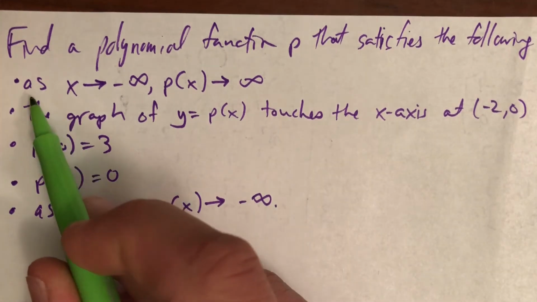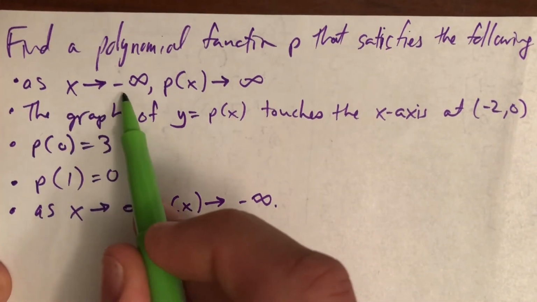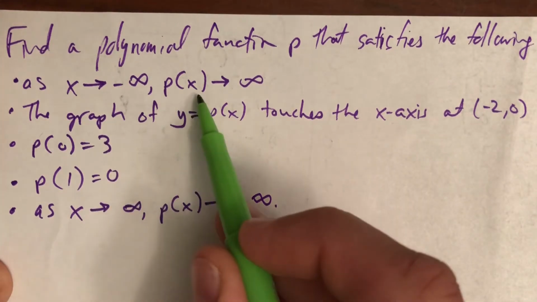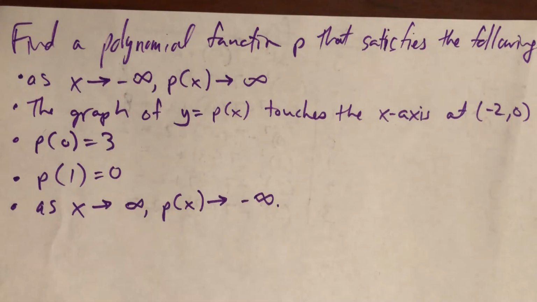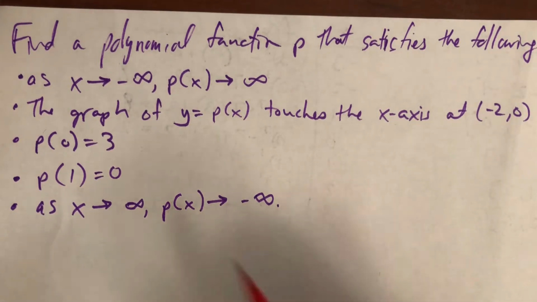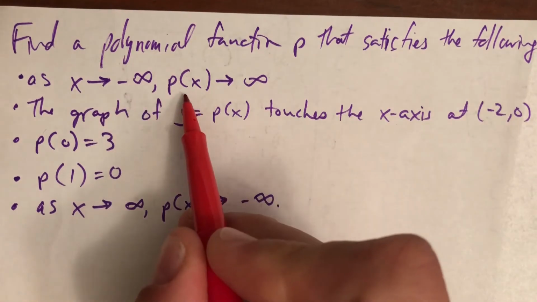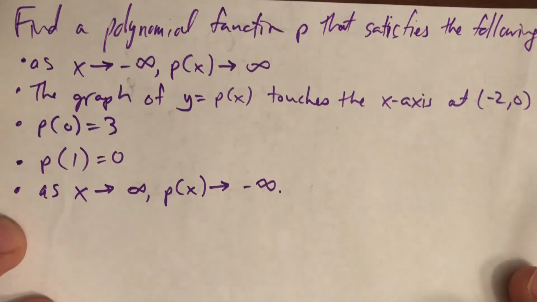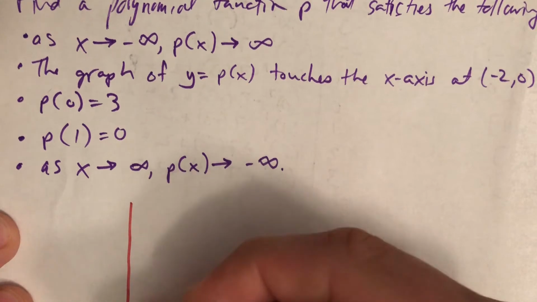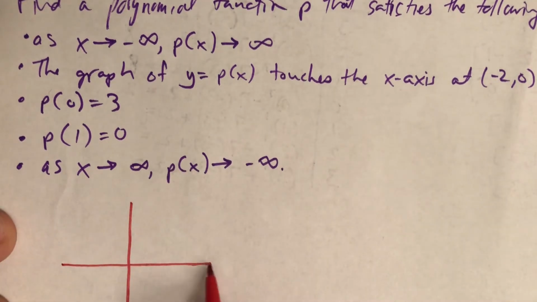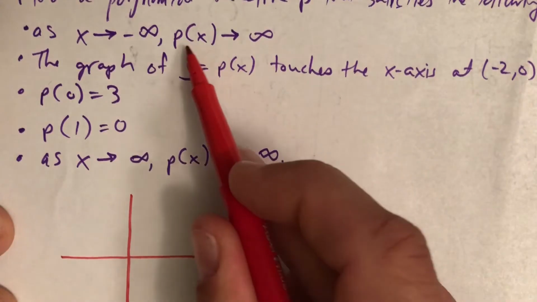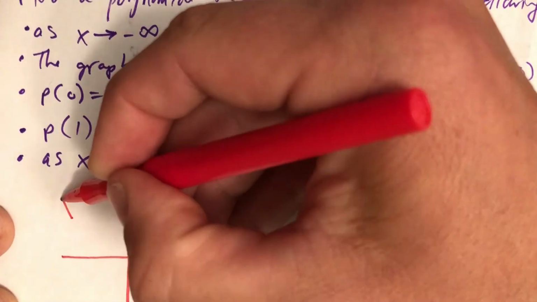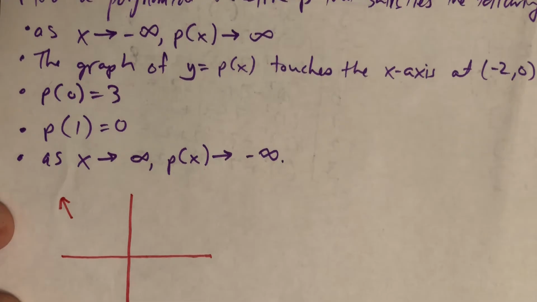As x goes toward negative infinity, our function value needs to go toward infinity. So what this means, why don't we just draw a picture of what we want. As x goes toward negative infinity, we want our function to go to positive infinity. So let's start drawing a picture. If we go toward the left on our function, we want it to go up. So we want it to go up on the left side.